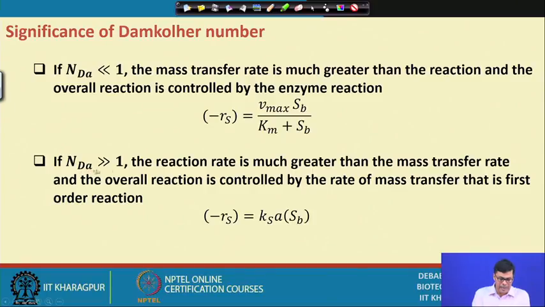If Damköhler number NDA is greater than 1, then the velocity of reaction is more as compared to the mass transfer. In that case, the velocity of reaction is not the important factor; the limiting factor is the mass transfer. What is the mass transfer? Mass transfer is equal to Ks A into Sb. That is the maximum mass transfer. So this is first order with respect to bulk substrate concentration. We can write the expression like this.